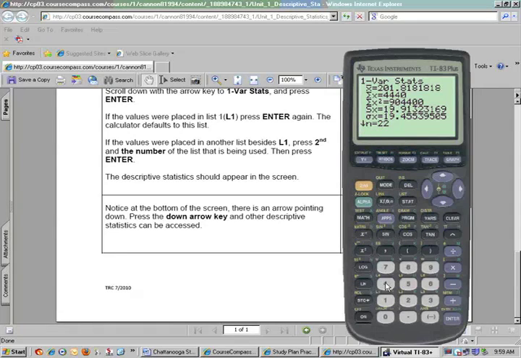So if I take 4,440 and I divide this by 22, we can see this should come out to what we had as the mean. So to find the mean, you add all the values and divide it by the number of values that you have. And so notice this matches what we had for the mean.